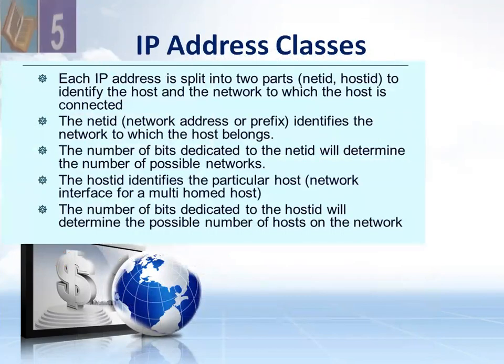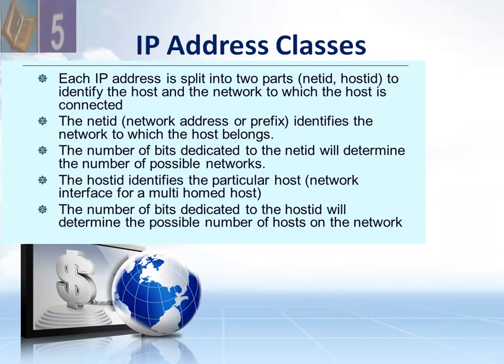Each IP address is split into two parts, network ID and host ID, to identify the host and the network to which the host is connected. The network ID, network address or prefix identifies the network to which the host belongs. The number of bits dedicated to the network ID will determine the number of possible networks. The host ID identifies the particular host network interface for multi-homed host. The number of bits dedicated to the host ID will determine the possible number of hosts on the network.